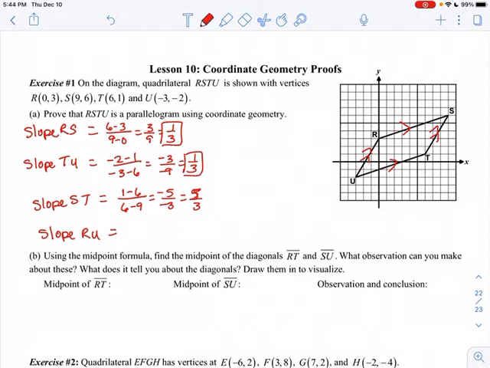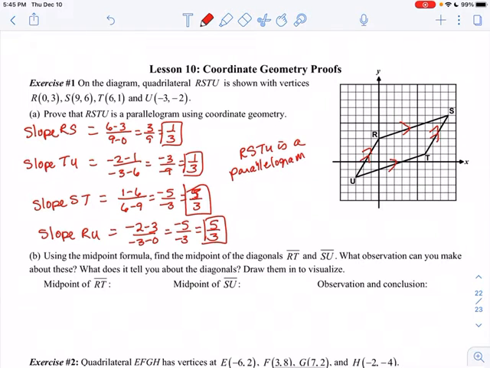Okay, and then the slope of RU, just make sure that you're looking at the right points. RU is negative 2 minus 3, negative 3 minus 0. So that's negative 5 over negative 3, which again reduces to 5/3. So is it a parallelogram? It definitely was a parallelogram. It says prove it's a parallelogram. So I would just need a short little statement. RSTU is a parallelogram since both opposite sides are parallel.